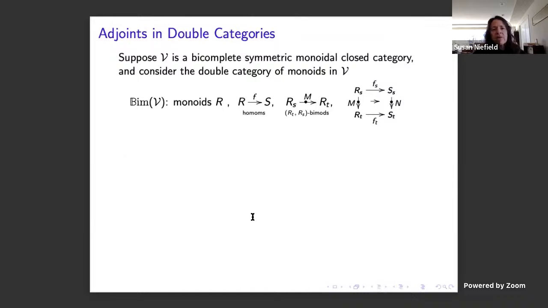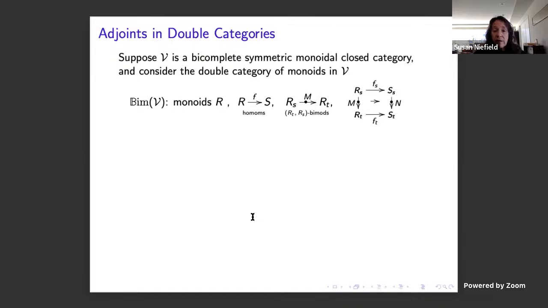Okay, next, adjoints. This is the second part. Adjoints in double categories. So what we're working with is a bicomplete symmetric monoidal closed category. And we're going to consider the double category of monoids in V, not necessarily commutative. And I'm going to call that bimodule V or BIM V.